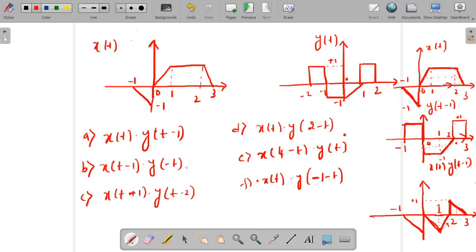Do the next one, that is x of t minus 1 into y of minus t.